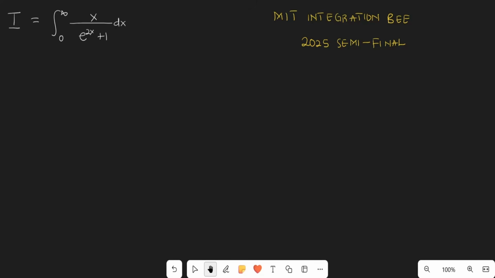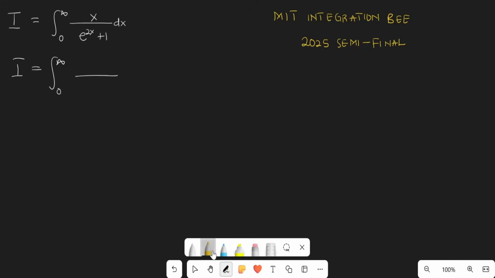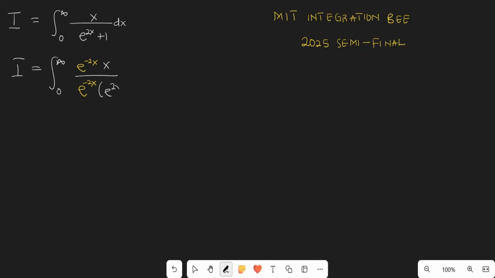In this video, I'm going to show you a trick to solving this MIT Integration B question. This appeared in the 2025 semi-final. So in this integral, we are going to multiply the numerator and denominator by e to the negative 2x. To maintain equality, I have to multiply by e to the negative 2x at the bottom. And this is multiplied by x on top and e to the 2x plus 1 at the bottom dx.